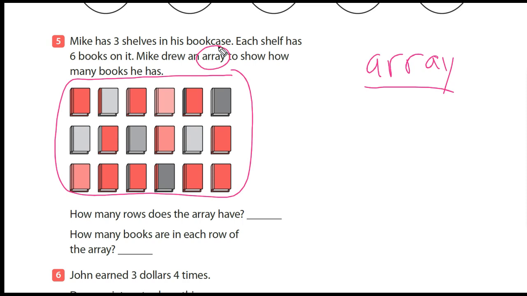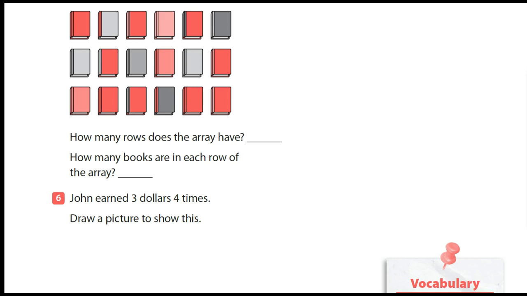All right. So how many rows does the array have? How many rows do I see? Three. One, two, three. Okay. How many books are in each row or shelf? Six. So my multiplication equation would be three times six. So how many books do you have all together? Eighteen. Nice job.